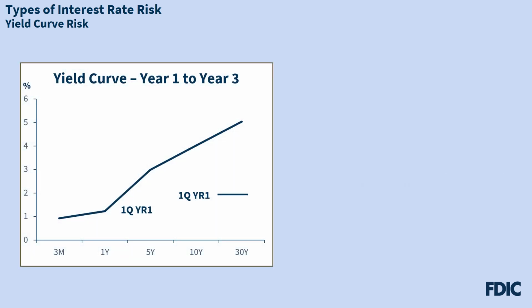For illustration, in the first quarter of year 1, banks are able to borrow short at rates close to 1% and lend or invest at around 5% for longer-term loans and securities. The bank in this scenario is able to take advantage of the spread and earn about 4% by borrowing short and lending long. What is the risk associated with this scenario?